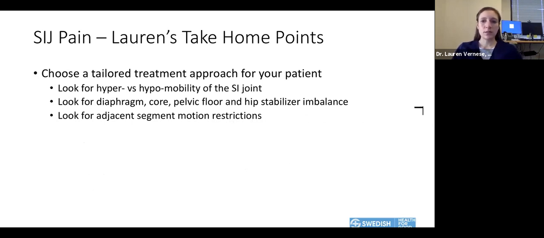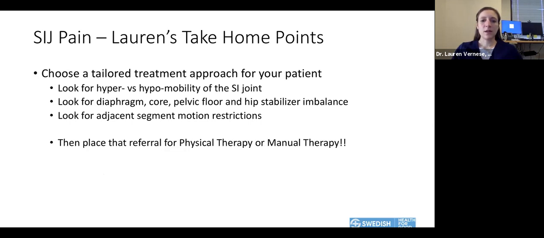When you're doing your assessment, if you're a physician or a physical therapist, look for hyper or hypomobile segments of the sacroiliac joint or the spine. Look for any abnormalities in the diaphragm and breathing. Look for abnormalities in the pelvic floor, hip stabilizer muscles, and then look for those adjacent segment motion restrictions.